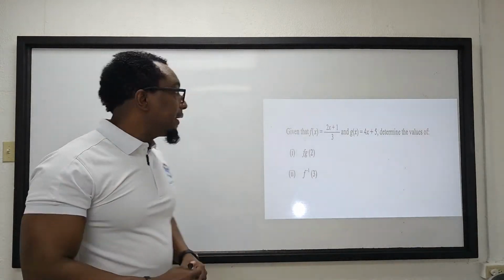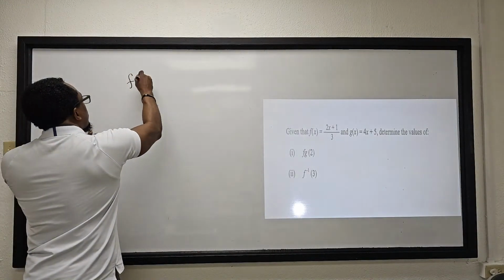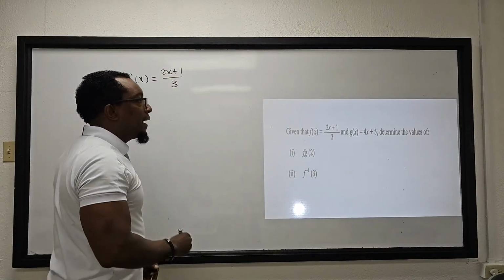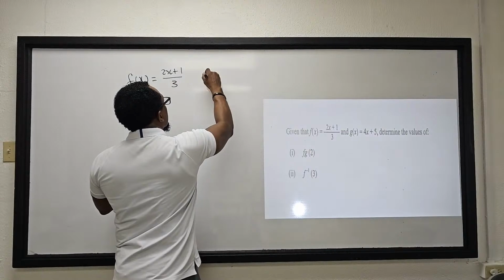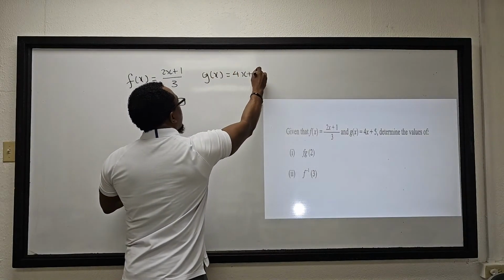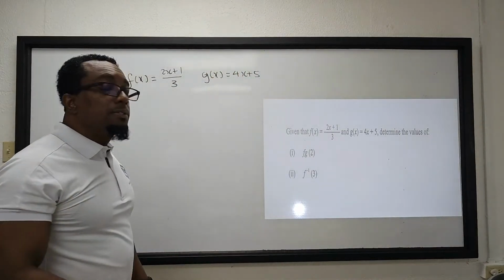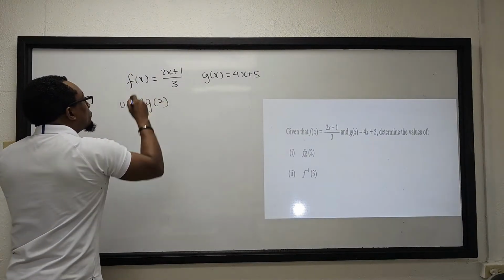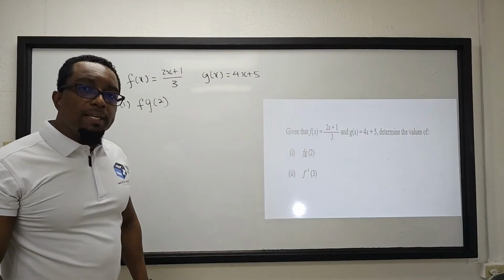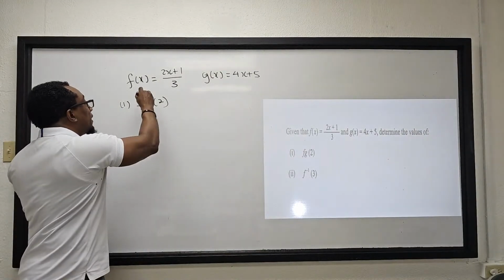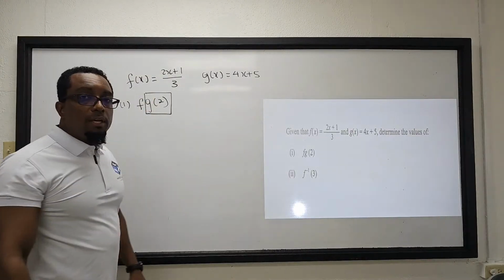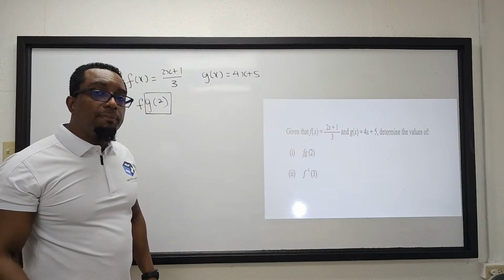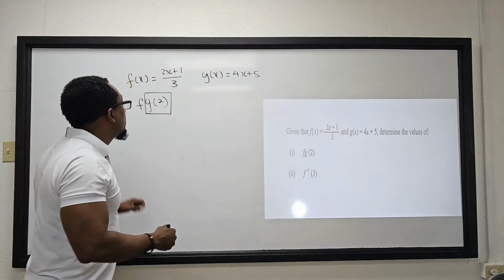Right, so you have f of x equal to 2x plus 1 over 3, and g of x is 4x plus 5. Determine the values of 1, fg of 2. So what do I need to do? I need to find g of 2 first. And after I work out g of 2, then I can find f of that value. So let's work out g of 2.